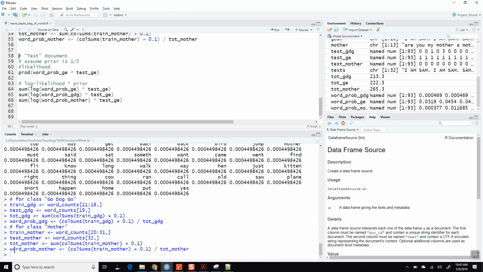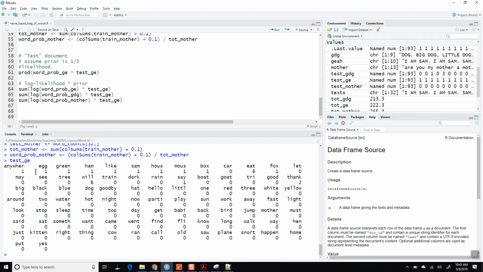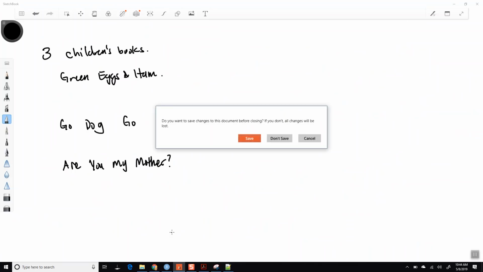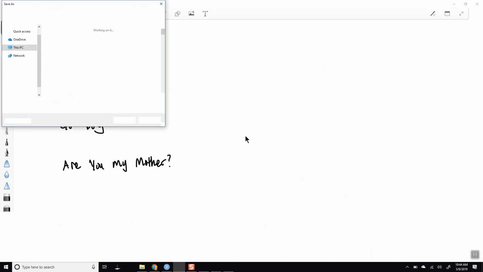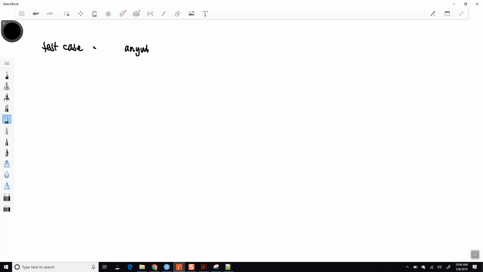And I'm going to take my test case. My test case for Green Eggs and Ham has words like anywhere, egg, green, ham, like, and Sam. The document has anywhere appearing once, green appearing once, and egg appearing once, and let's just keep it at that.